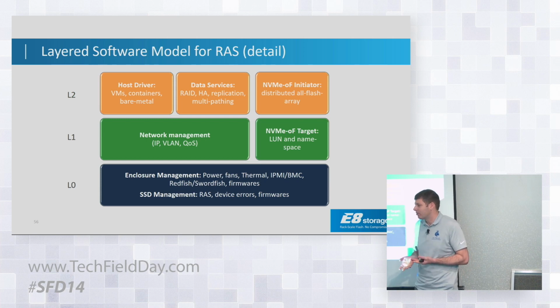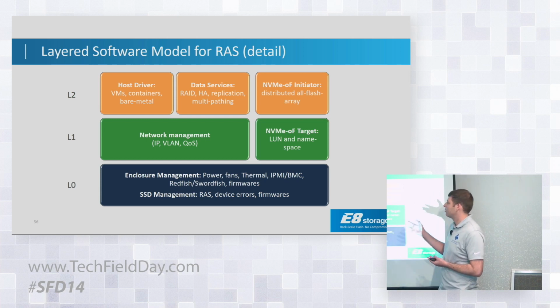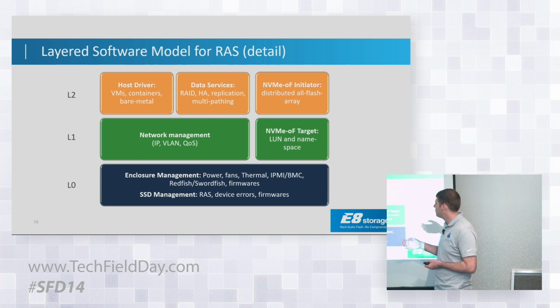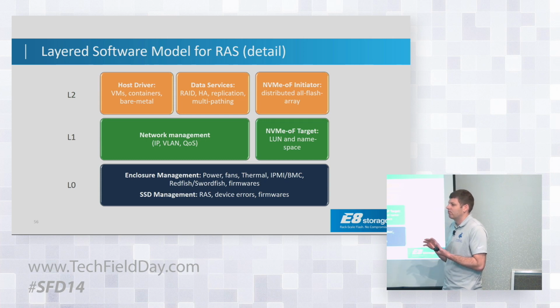And of course, in bare metal deployments. And the data services like RAID, high availability, replication, multipathing. And finally, our kind of homebrew NVMe over Fabric initiator, which is basically a distributed all-flash array.